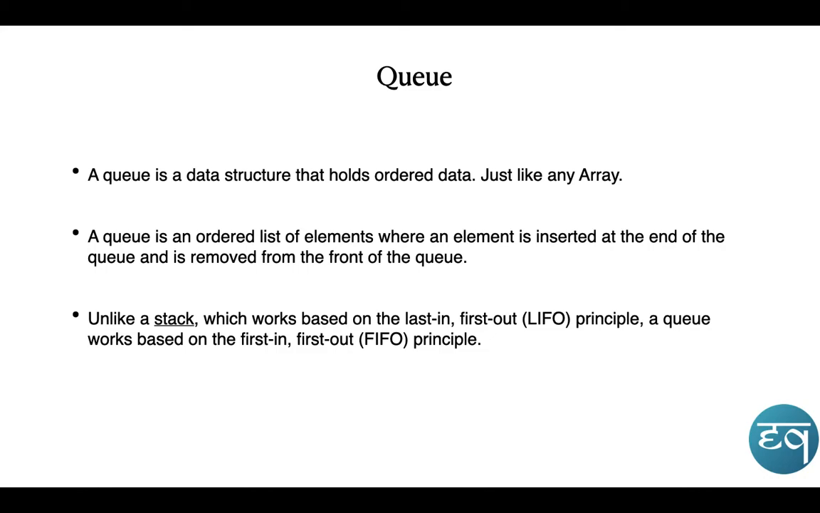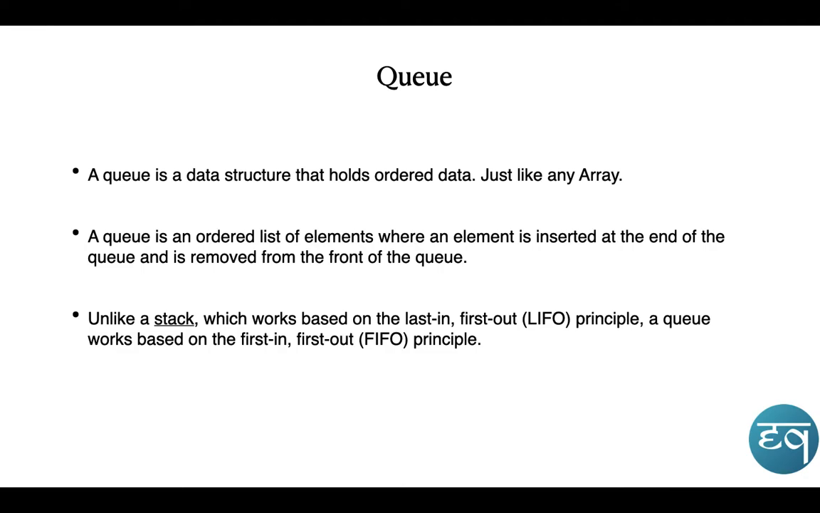So we have just finished learning about the stack data structure. Now we are gonna learn about the queue data structure. So what does a queue data structure do? A queue data structure is simply an ordered list of data, just like an array, but it has some special functionalities associated with it.